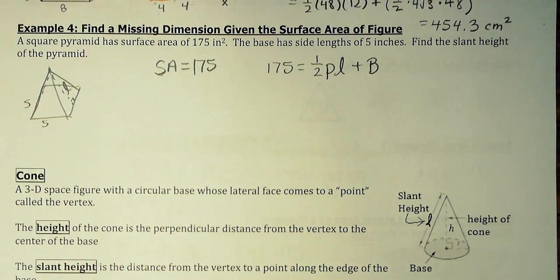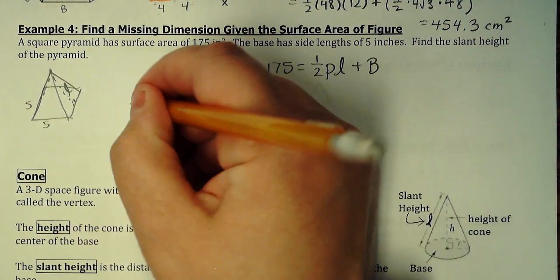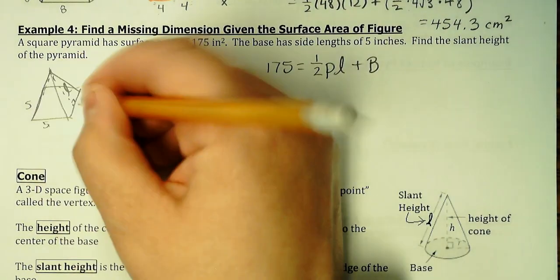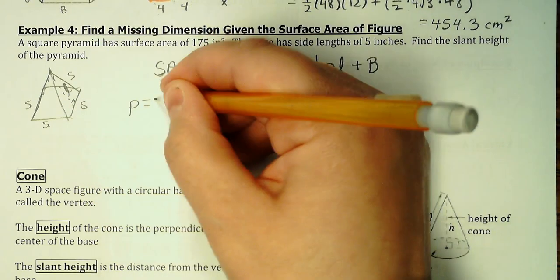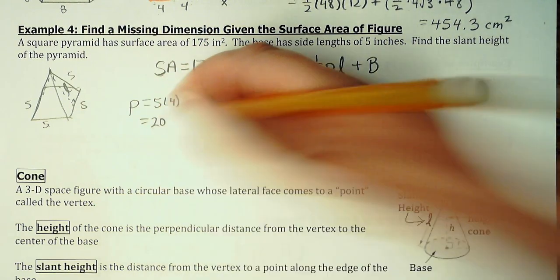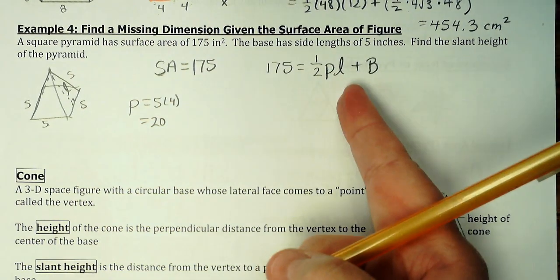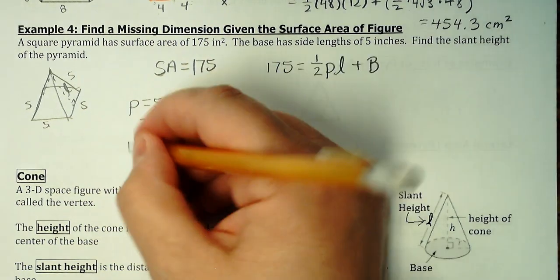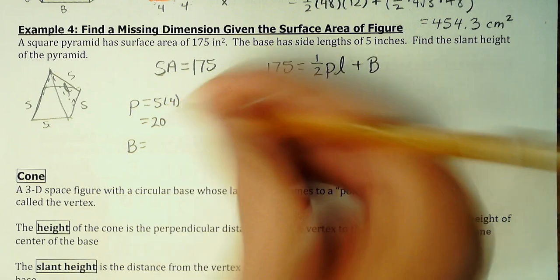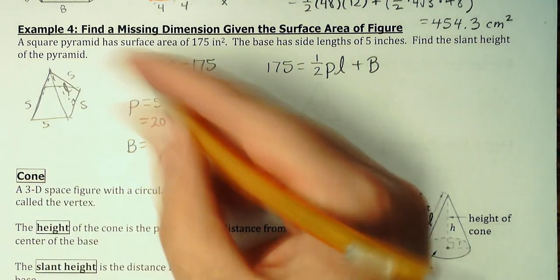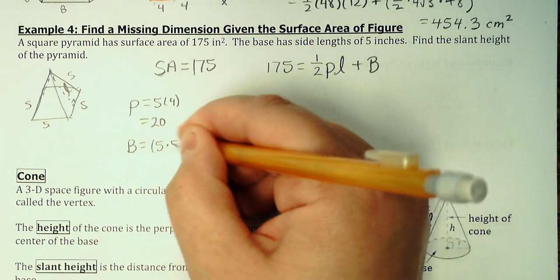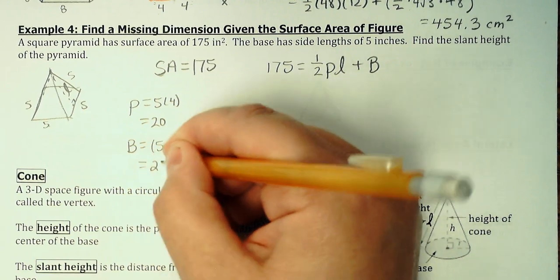Now, we have enough information to figure out what to plug in for the perimeter of the base. Each of the sides is going to be 5, so it's just going to be 5 times 4, which is 20. Now, I don't know the slant height, so that L is going to remain a variable, but I can find the area of the base, length times width, or base times height, however you want to think about it. It's just going to be 5 times 5, which is 25.